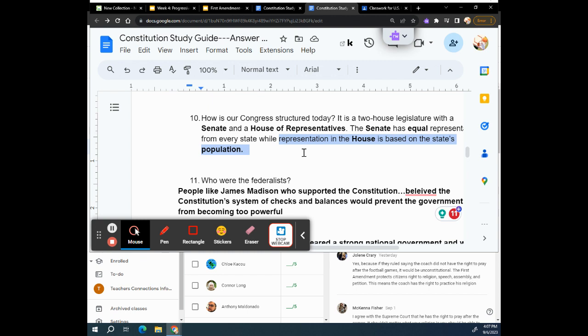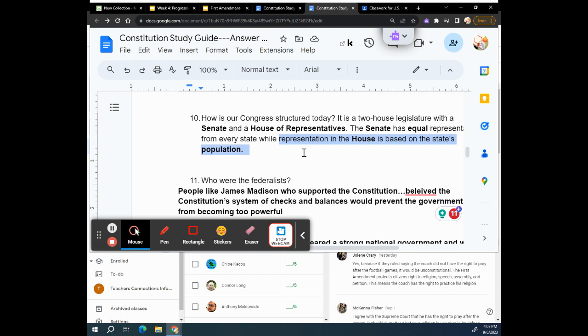So if you need something to remember, think of that example we did in class comparing California and Wyoming. Okay, in the Senate, California and Wyoming have the exact same number of senators. They have 2 from each state, so they have equal representation. In the House, it's a totally different story.